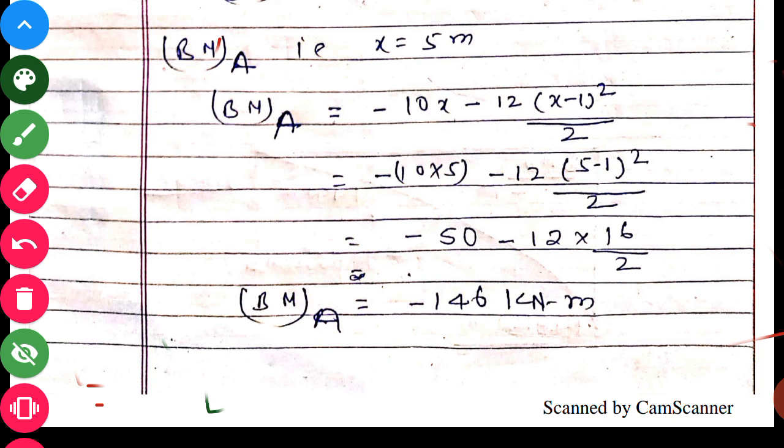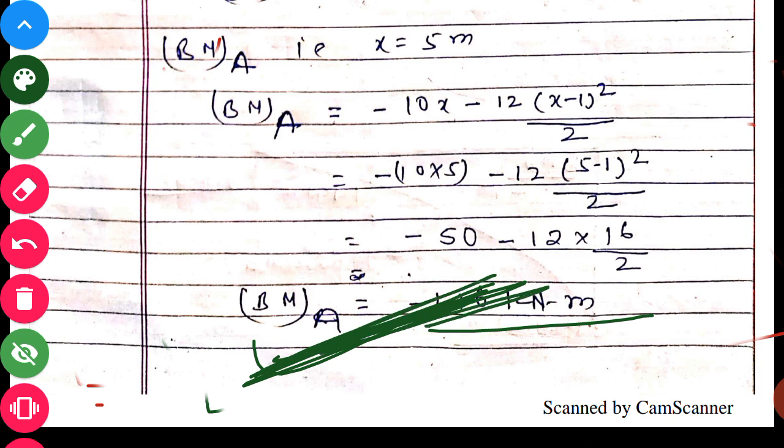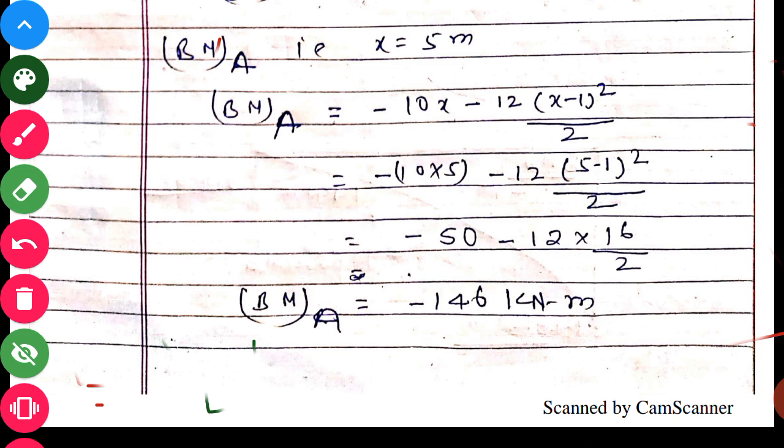After calculation, we get bending moment at A is equal to -146 kilonewton meter. Okay, you can put only x = 5 in the bending moment at section XX in region BA. There is nothing bulky. So you can calculate by just putting the value of x = 5 in the bending moment at section XX in region BA. So bending moment at A is equal to -146 kilonewton meter. And why is it negative?